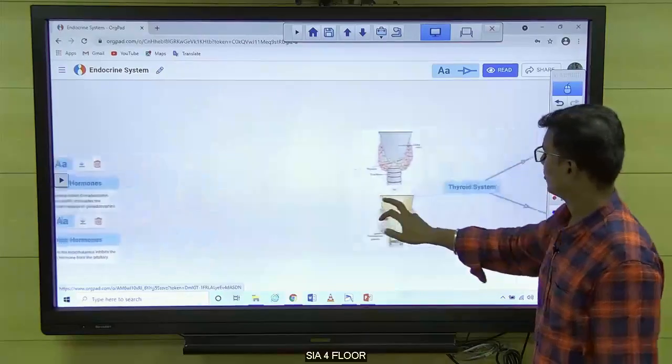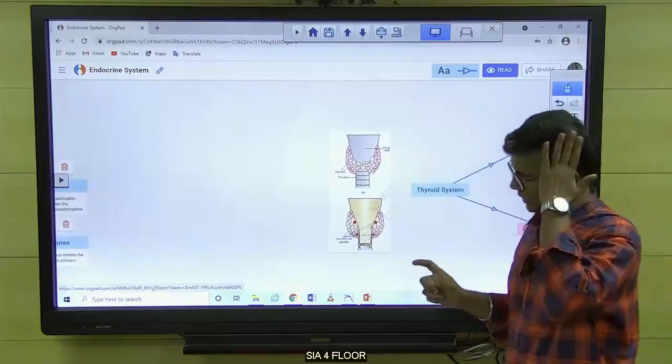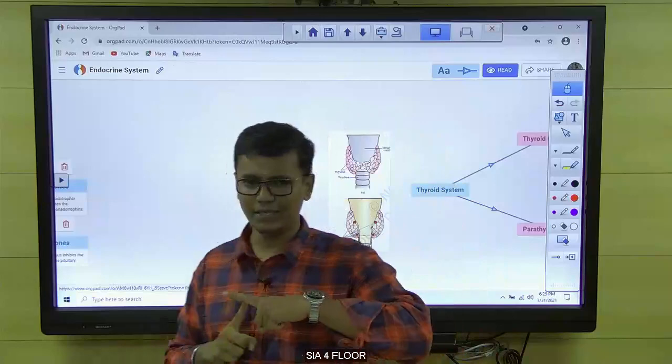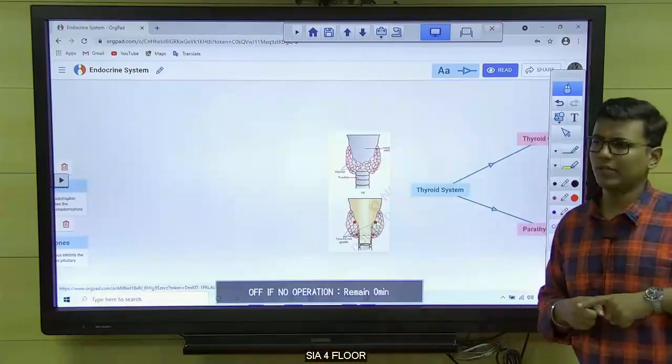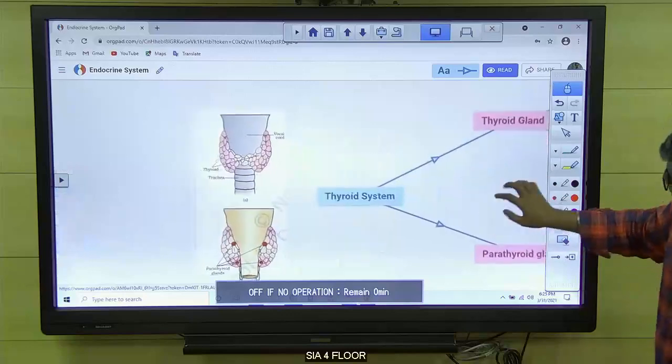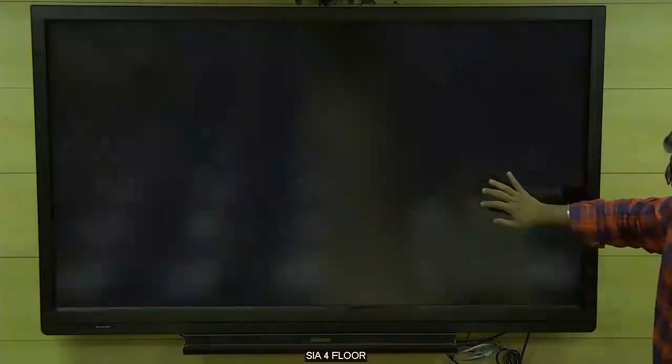Yes. Now talking about thyroid, if you ever come across something called T3, T4, T3 and T4, remember it is related to thyroid. Triiodothyronine, tetraiodothyronine, all these are related to thyroid glands. These are secreted by thyroid.